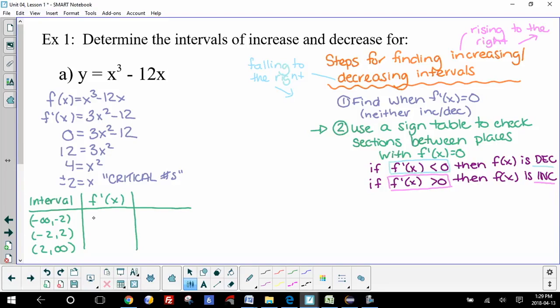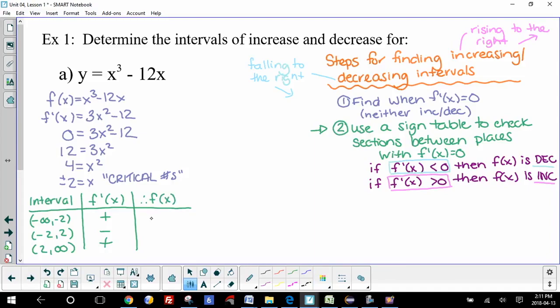Since it's an easy one, I'm just going to put f prime of x, and then I'm going to sub a number that is in each interval into the equation for f prime of x. So I'll start by subbing in a number that is between negative infinity and negative 2, such as negative 10, and then determining whether or not the answer is positive or negative. And when you do that, you get positive, negative, positive.